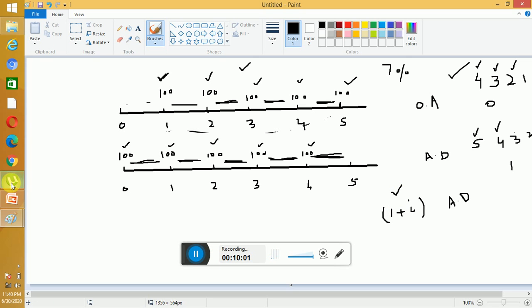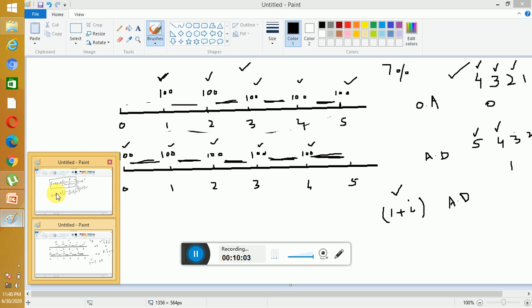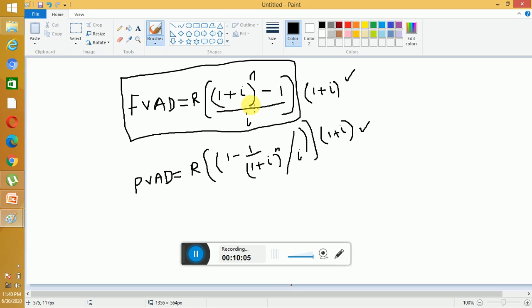So that's why. Now look at the formula. Here in ordinary annuity, this factor 1 plus I was absent. In annuity due, we multiply the whole formula with this factor. Why? Because we are receiving interest one more time.